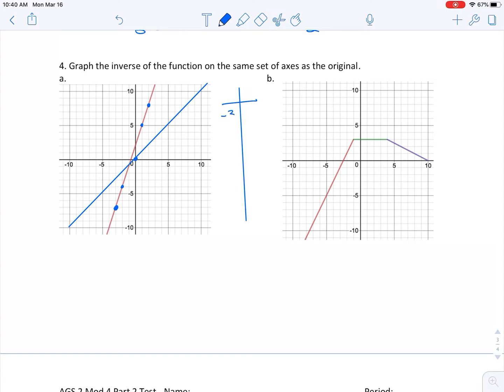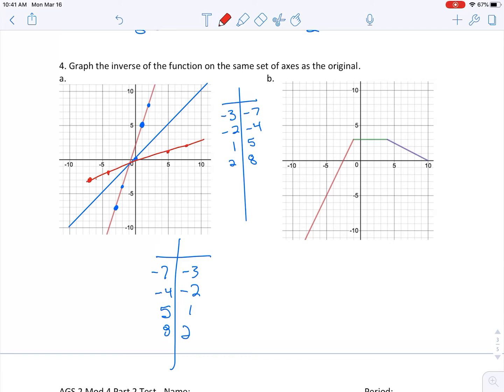And we did pretty good on the test on this as a class. Negative 3, negative 7, negative 2, negative 4. This one right here is 1, 5. And then the next one is 2, 8. So the inverse of that is going to be all of those switched. And if I graph those, you'll see how it will perfectly reflect, hopefully, over that line. So negative 7, negative 3, negative 4, negative 2, 5, 1, and 8, 2.